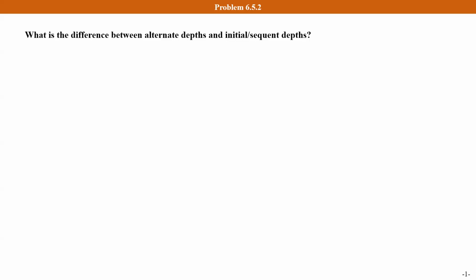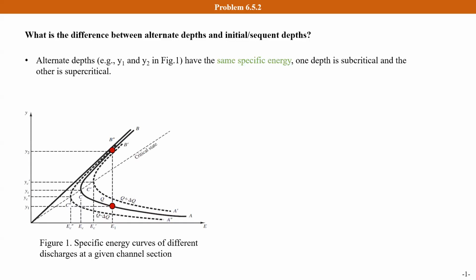What's the difference between the alternate depths and initial or sequent depths? The alternate depths have the same specific energy. One depth is subcritical and the other is supercritical. For instance, let's take a look at figure 1. Y1 and Y2 are alternate depths. Y2 is subcritical and Y1 is supercritical. They share the same value of the specific energy.